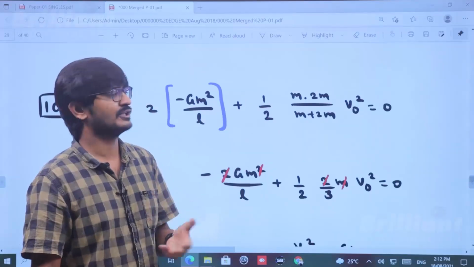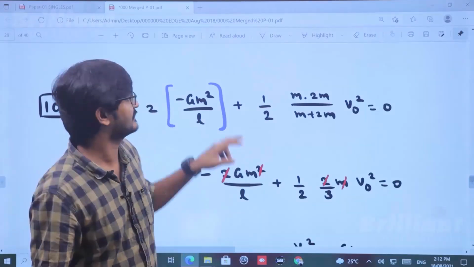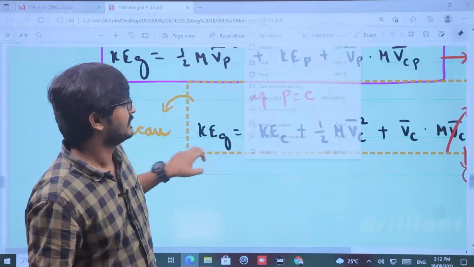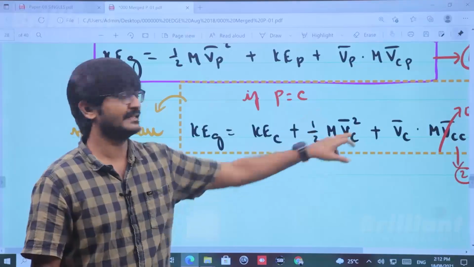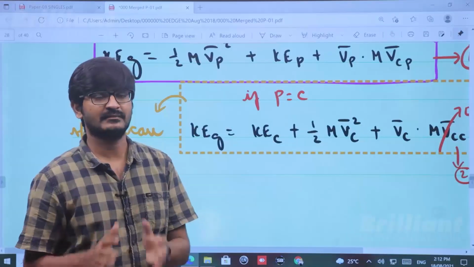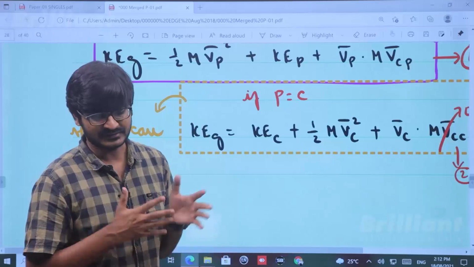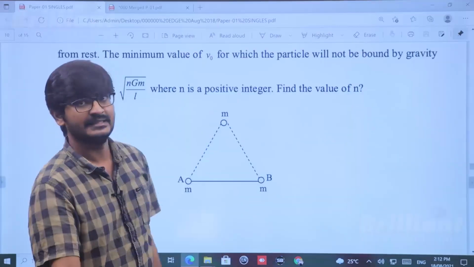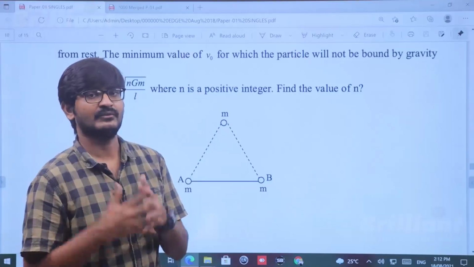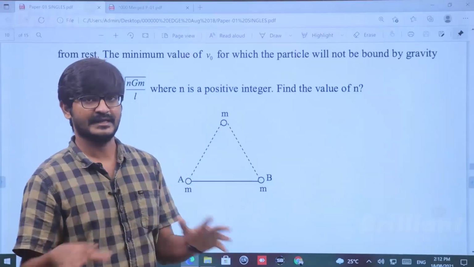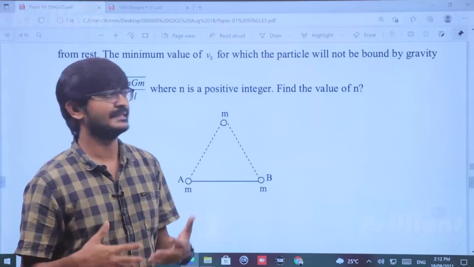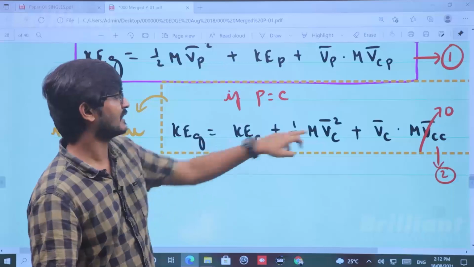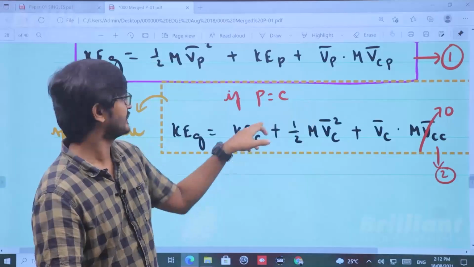I am not bothered about what is the energy of center of mass, because energy of center of mass won't be changing. You can't use this energy for anything because velocity of center of mass is fixed. What is the velocity of center of mass here? In this question, velocity of center of mass is v0 by 3. So velocity of center of mass will be v0 by 3 forever. You can't use that part of kinetic energy. Out of total kinetic energy, you can't utilize this part for anything. You can utilize only this part.